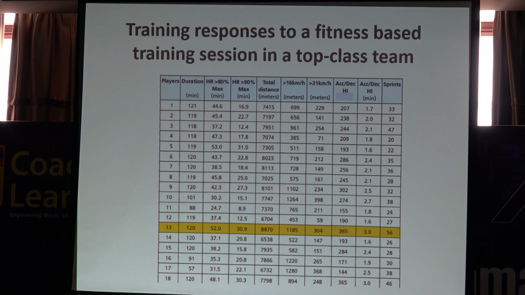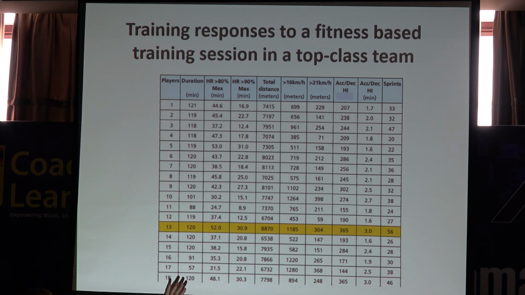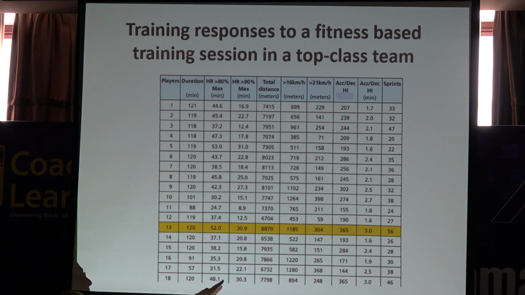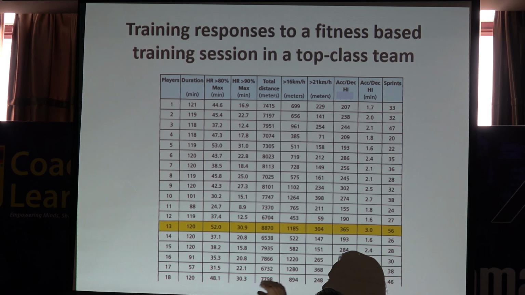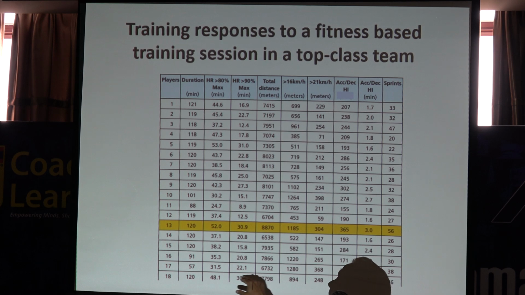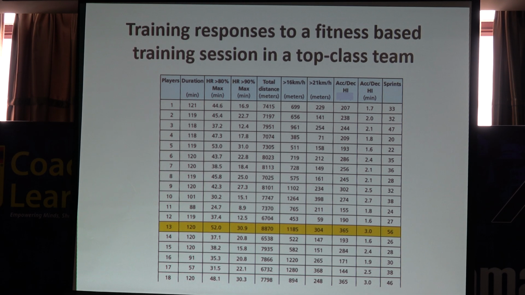This is extremely efficient. They trained about 102 minutes, with about 48 minutes at around 80% and 30 minutes up to 90%. So for them, we use the total distance and time spent above, especially 90%, but also 80%, 80 and 90%. These are the markers that we used for the aerobic training load.